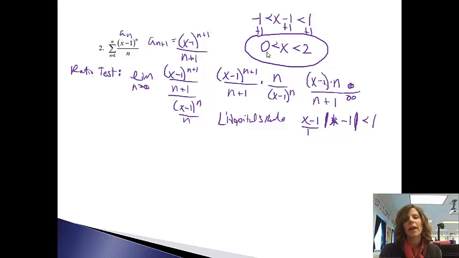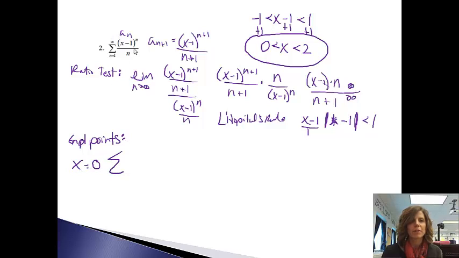But again, I have to decide at 0 and at 2, does it converge or diverge? So do I get to include an equal sign or not? So once again, I'm going to be checking my endpoints. So we're going to let x equal 0. So if I go back up into this original problem and I let my x equal 0, okay, we'll get 0 minus 1, that's going to be -1 to the n over n.